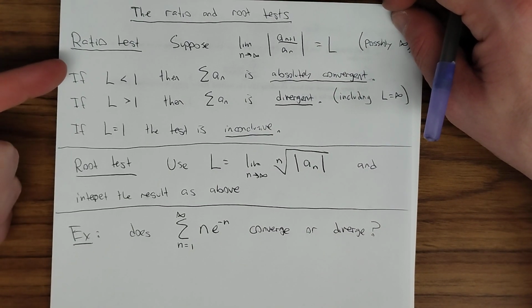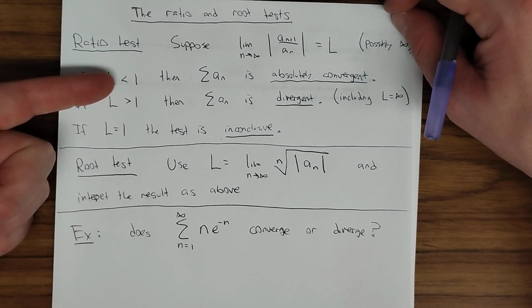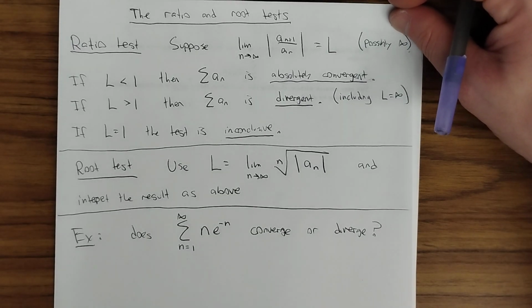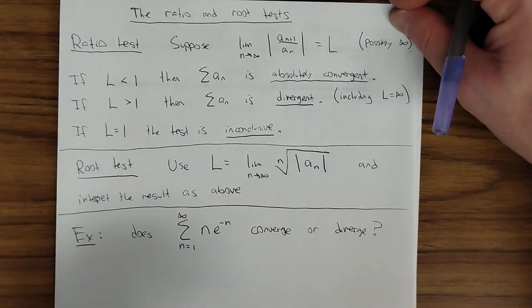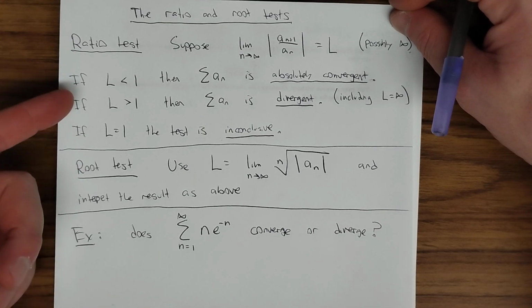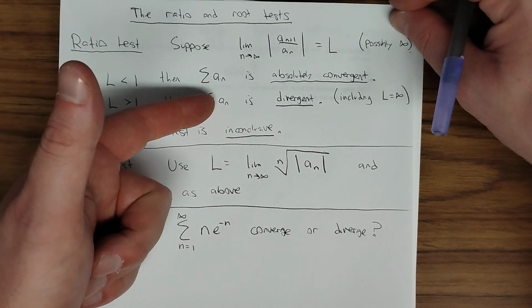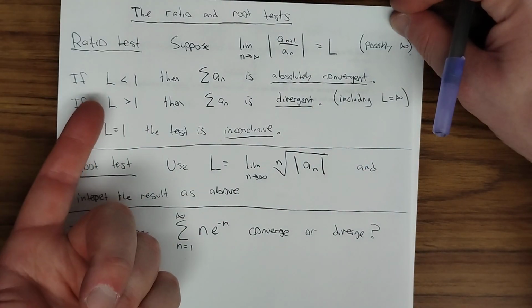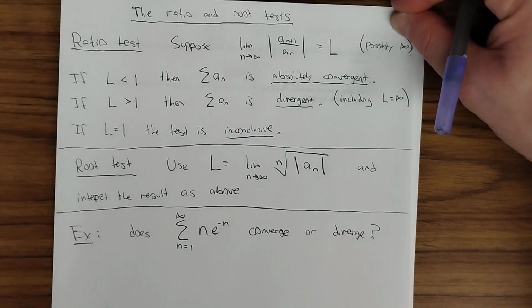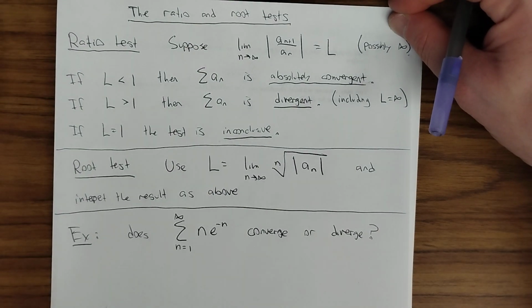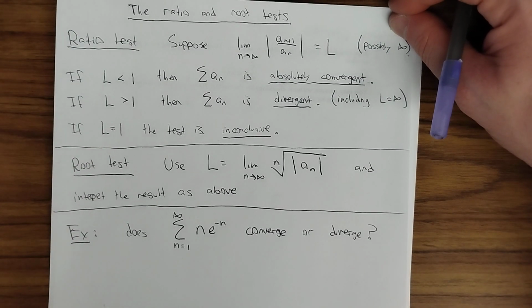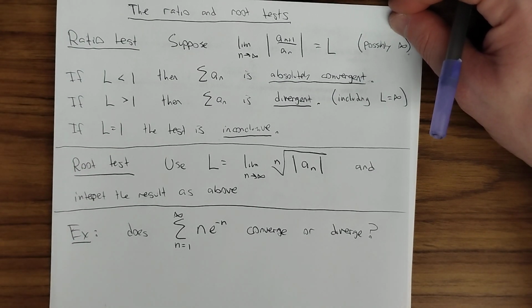So if that's the case, then if L is less than 1, then our series is convergent, and more specifically, it's absolutely convergent, if you care about that. And if L is bigger than 1, then this series is divergent, and this includes the case when L is infinity. We consider L to be greater than 1 if this limit happens to be infinity. Unfortunately, if L is exactly 1, then the test does not tell us anything. The test is just inconclusive.